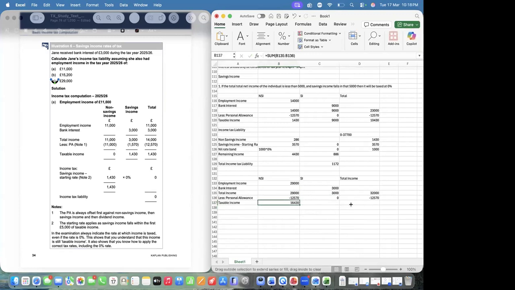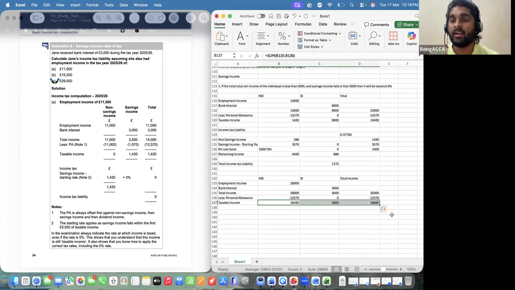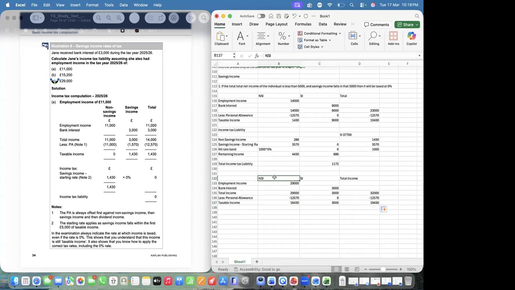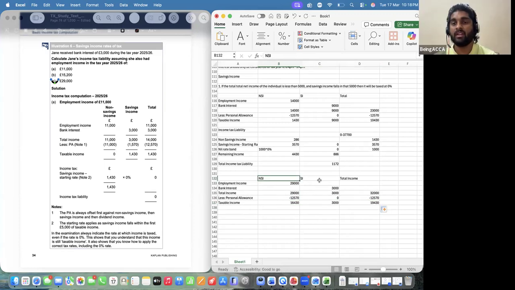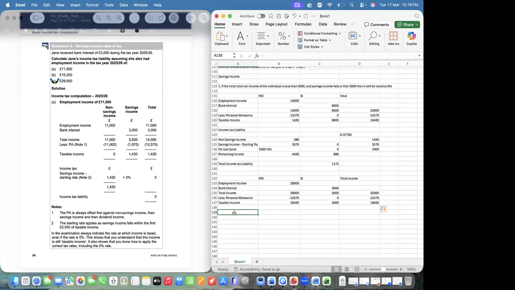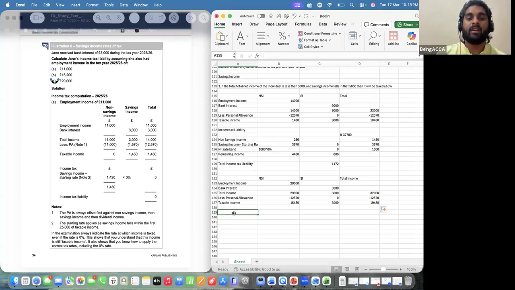Using the formula is the best advantage. You can literally drag the formula and you get the same answer for all of these, correct? Yes, sir. So non-savings taxable income is 16,430. Savings income is 3,000 and your total income is 19,430. Correct? Now let's take up the tax liability computation.